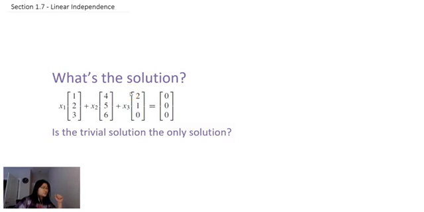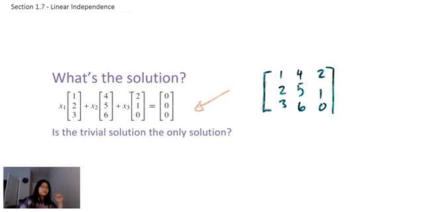Alright, so we're looking at section 1.7 on linear independence. So we're thinking, okay, what's the solution here? What is the solution for this, like what's going on? That we have, and we thought about this before, where we had 1, 2, 3, 4, 5, 6, and this weighted vector 2, 1, 0. And we're multiplying this by x1, x2, x3, and that gives us a 0 vector.